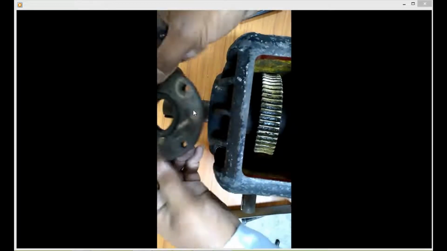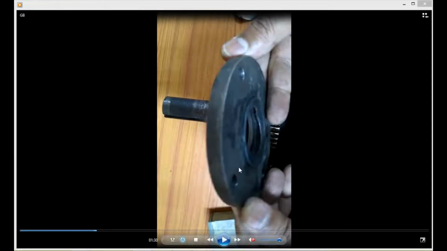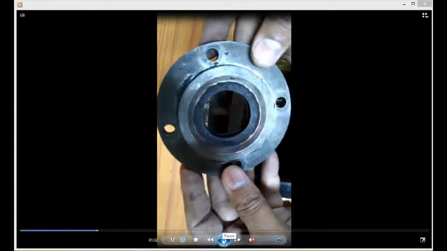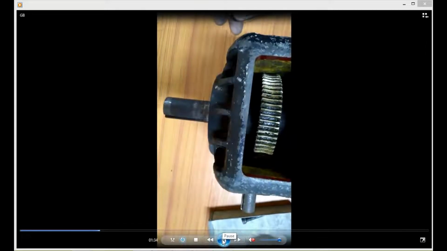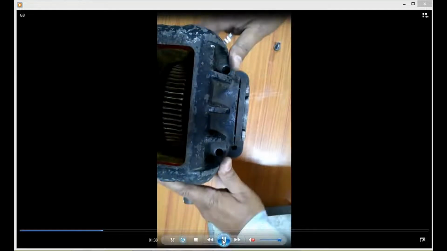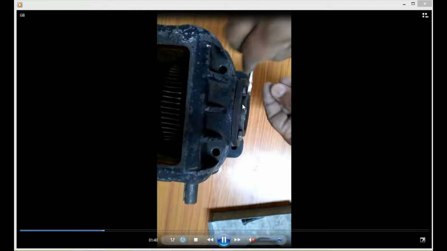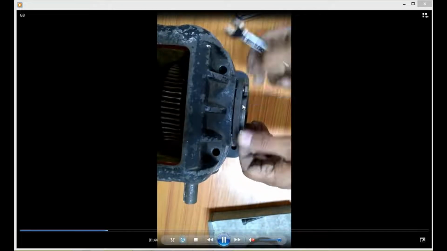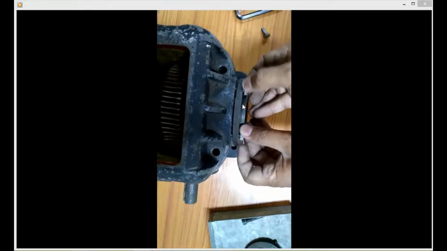Then by using the mallet, you can remove the flange which is present at the input shaft, right? And you can keep these flanges again in tray number 3. For each and every part you can take a different tray. Then the same thing: you can remove the flange which is present at the output side of the shaft, the output shaft, by using the same method.